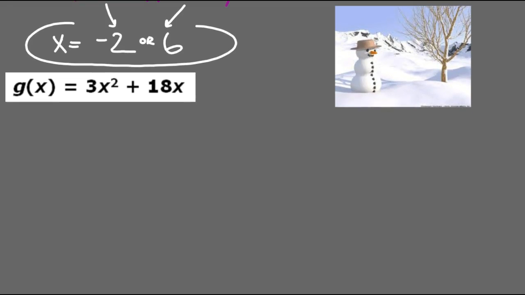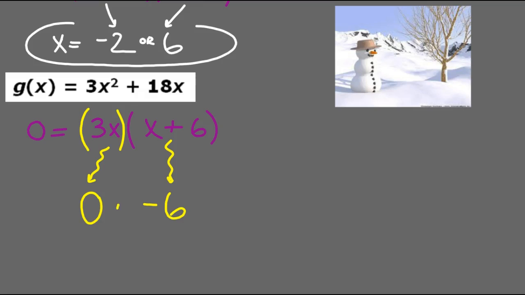This next one's a little different because it has no constant term. So if it does not have a constant term, then I can factor out an x, or in this case a 3x. Take a 3x out. I have an x plus 6 left. Okay. So that will be 0 when, if I put that in parentheses, what makes 3x 0? 0. What makes x plus 6 0? Negative 6. So 0 or negative 6 are the values for x that make this equation true. Okay.